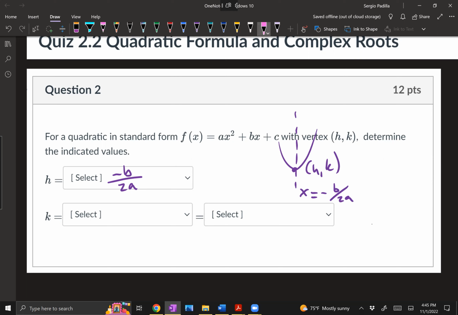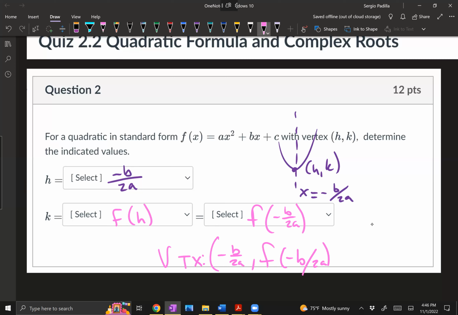Now, to find the y value of the vertex, you just plug in f of h into the equation. Whatever number you find for h, negative b over 2a, you plug it into the equation and you get the value. In other words, you're finding f of negative b over 2a. So oftentimes I write the vertex as this point here: negative b over 2a, and f of negative b over 2a.